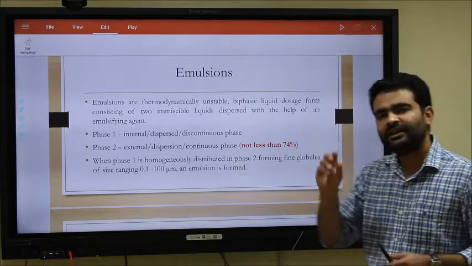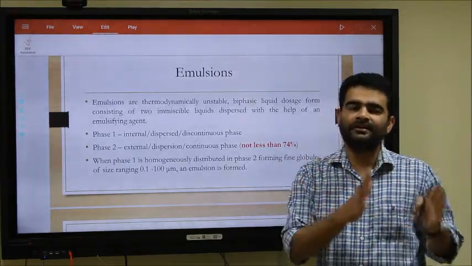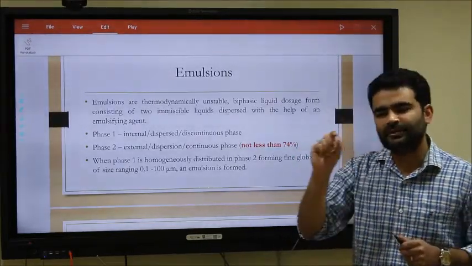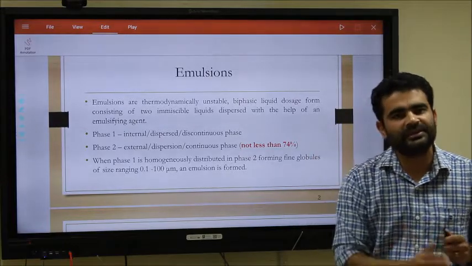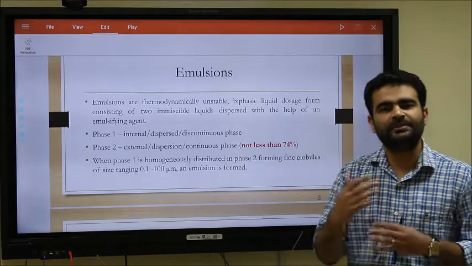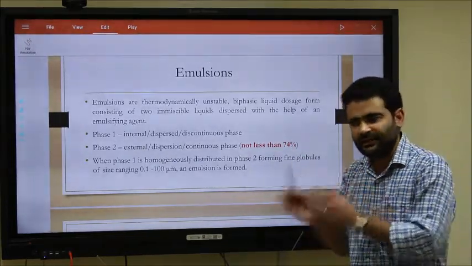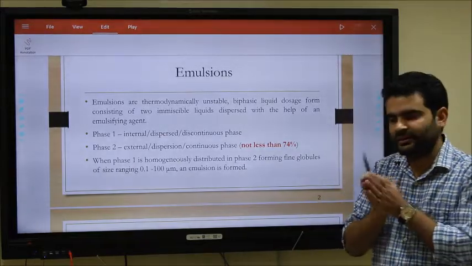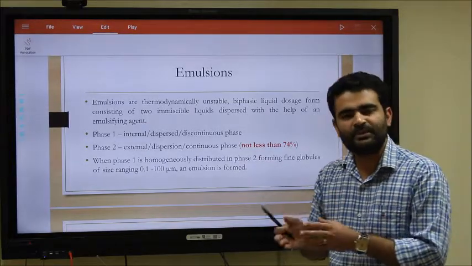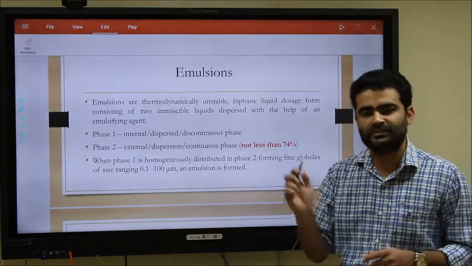Which means, as the globule size becomes larger, the emulsion becomes more opaque or turbid, and a milky appearance comes. Whereas the smaller the particle becomes, down to nanometers, the more the emulsion becomes like a clear solution. So, in order to find out what kind of emulsion it is, on the basis of its appearance, if it is milky, then the globule particle size should be large, and if it is clear, the globule particle size should be very small.